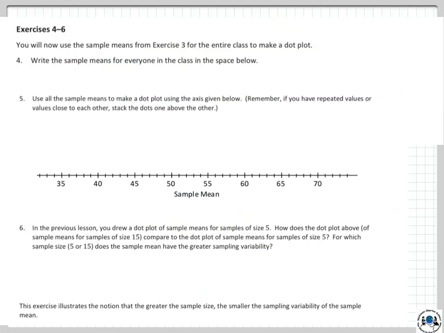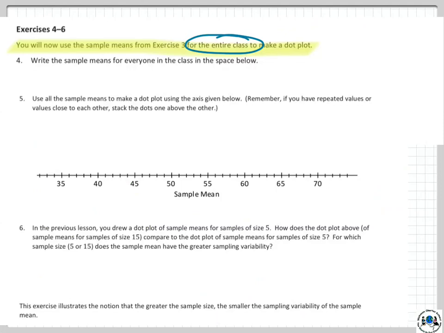So now the whole idea is you will use the sample means from exercise 3 for the entire class. Again, an impossibility. We can't do that. We don't have all of you here to make our dot plot. And again, writing the sample means down here for everyone would go in number 4. Use all of those means to make a dot plot.